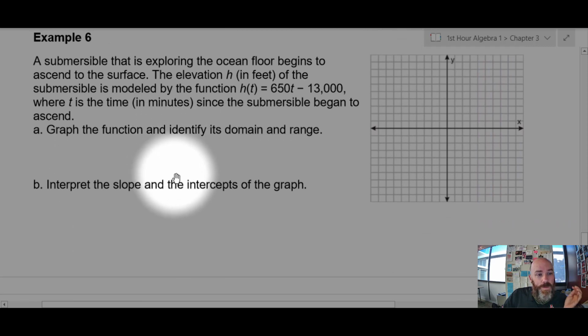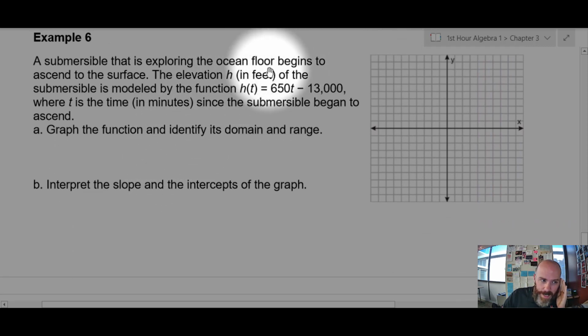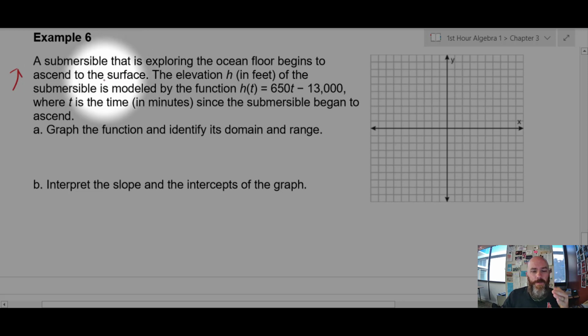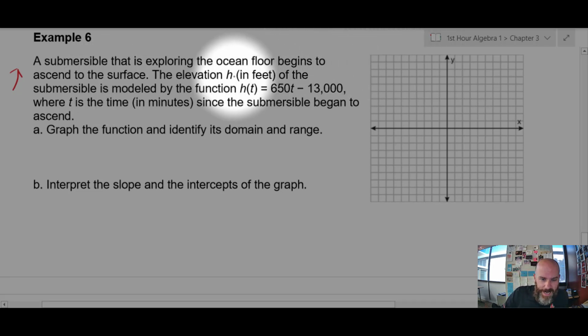A submersible that is exploring the ocean floor begins to ascend. That means you're going to go from the bottom up to the surface. So surface is like sea level, and below the surface is negative altitude, negative feet. Okay, so the elevation, represented in h, of the submersible is modeled by the function h of t equals 650t minus 13,000, where t is the time in minutes. Graph the function, identify its domain and range.